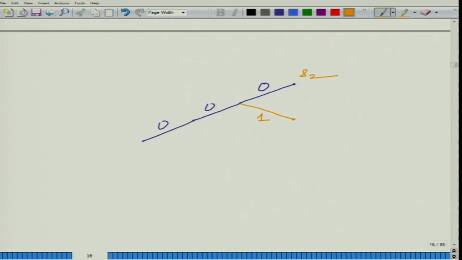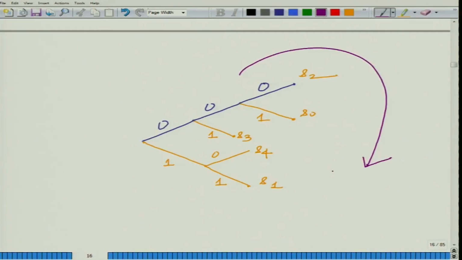0 0 1 gives S0, 0 1 gives S3, and 1 0 gives S4, and 1 1 gives S1. So this is a binary tree representation for the code that we have constructed.